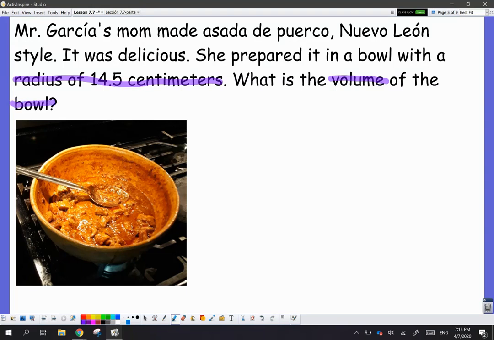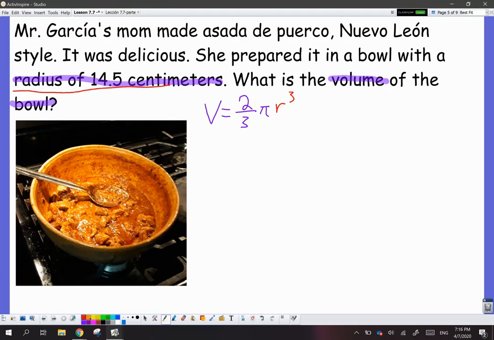Well, we know what a bowl looks like. In fact, a bowl is a hemisphere. So to find the volume of this bowl, we're finding the volume of the hemisphere. So let's write down our formula. We have V equals 2/3 times pi times radius to the 3rd power. So again, the only thing that I need to substitute in here is the radius. As long as I know that radius, then I'm good to go. And in fact, I do know that radius is 14.5 centimeters.